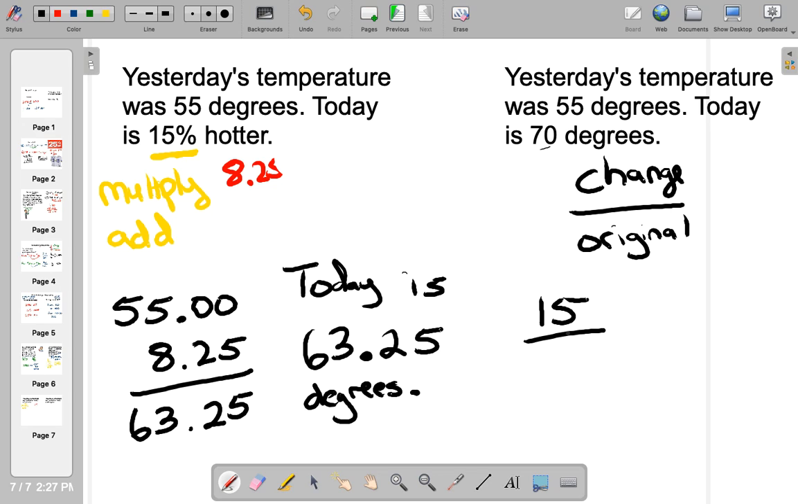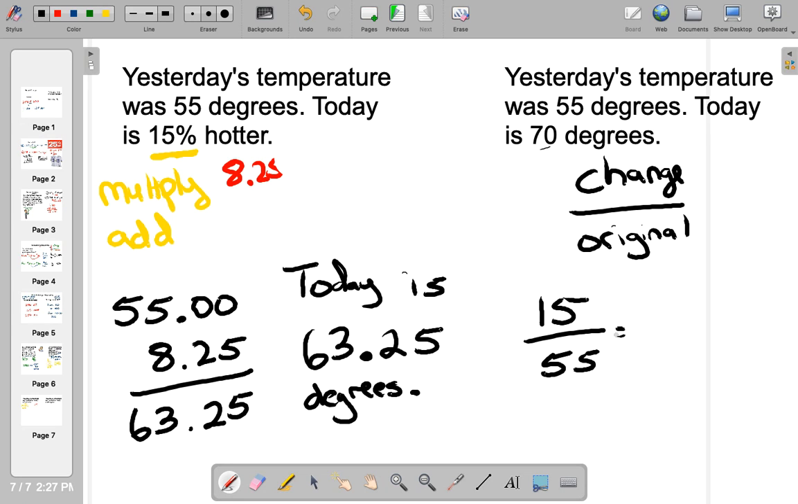Now, this one is going to be a little bit tricky. Which of these numbers is the original number? So one of the hints that I give is which number is older makes it the original one. So yesterday was 55 degrees. Today is 70. So the older number, in quotations, is 55. Yesterday's number, and that means it goes down here, 55.